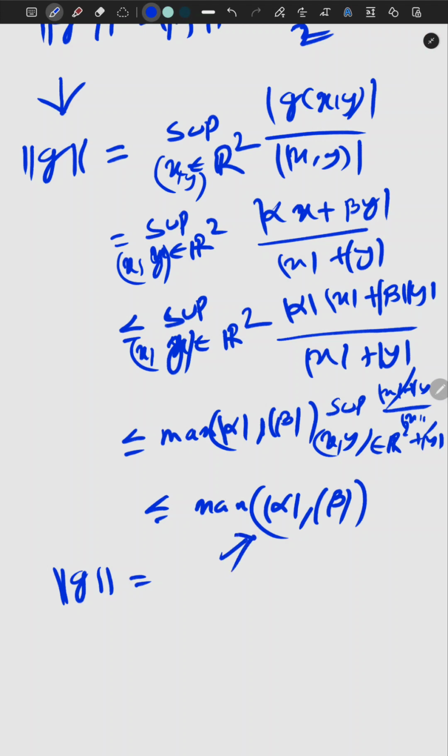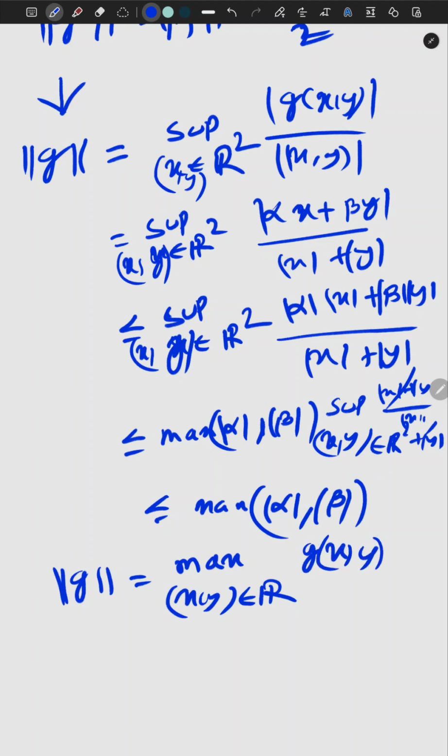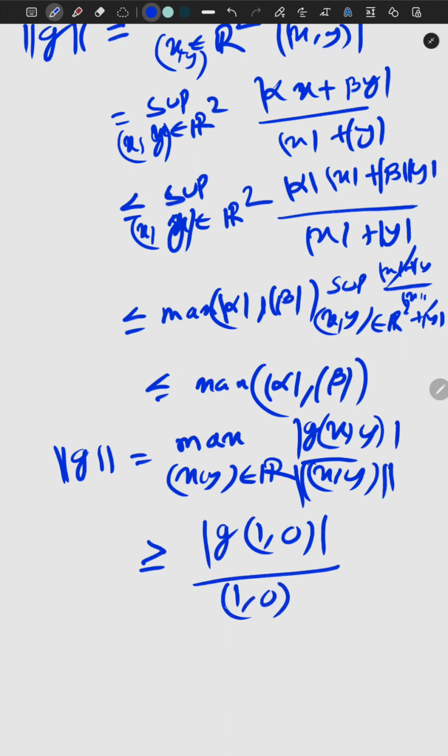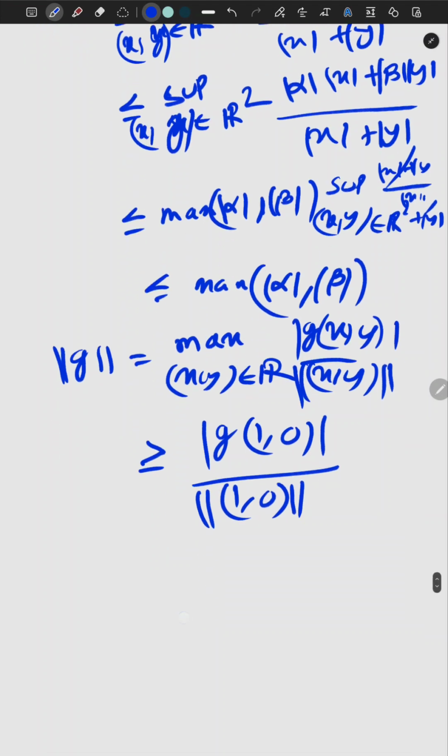To calculate the lower bound, we know the g norm equals what? If we again apply the definition, maximum of (x, y) belonging to R square of |g(x, y)| divided by the norm of the ordered pair (x, y). This implies that it is greater than or equal to, in the particular case, if we put x equal to 1 and y equal to 0, |g(1, 0)| divided by the norm of (1, 0).